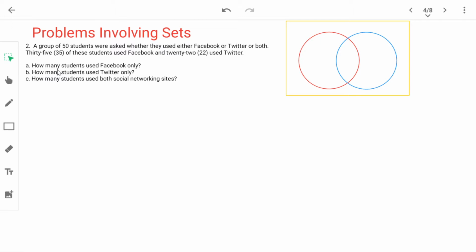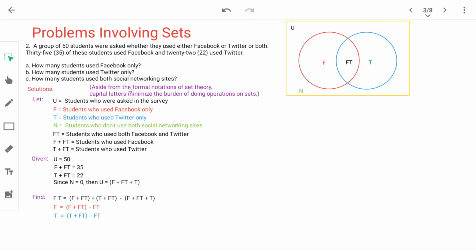Letter A. How many students use Facebook only? Letter B. How many students use Twitter only? And letter C. How many students use both social networking sites? Again, this problem involves two sets. Okay, what we have here? Let's see.